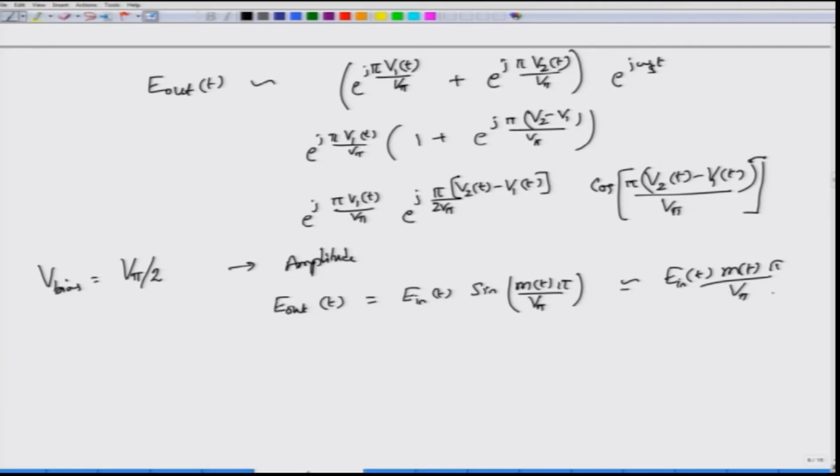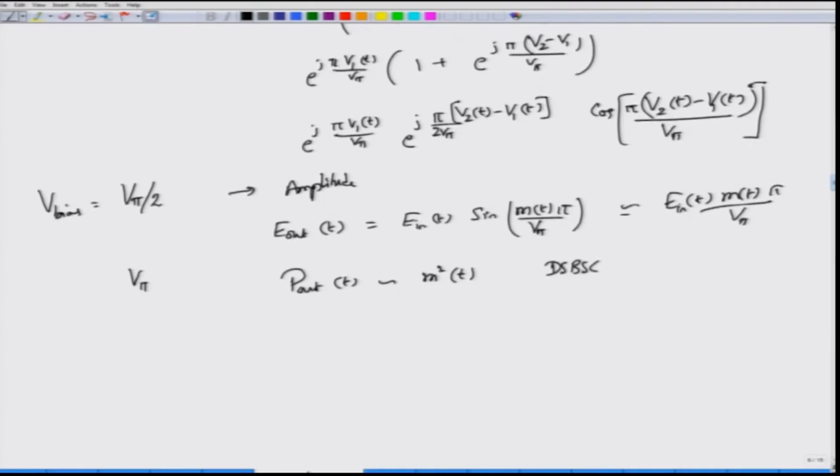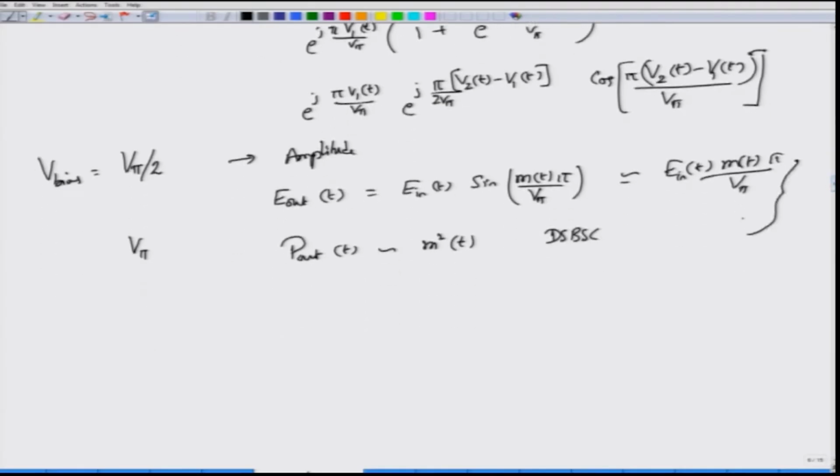Okay. You can bias this one at a different region. So, say you can bias it at V pi, and in that case your output power will be very nearly equal to m square of t. This corresponds to what is called double sideband suppressed carrier modulation. So, these things I will give as an exercise because it is simply putting things together.